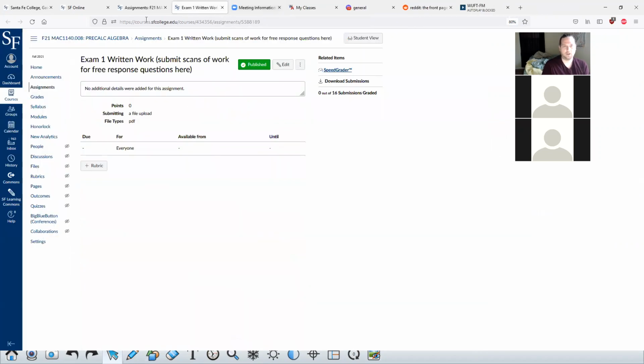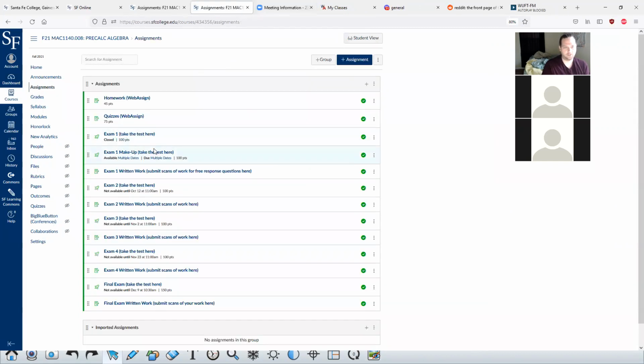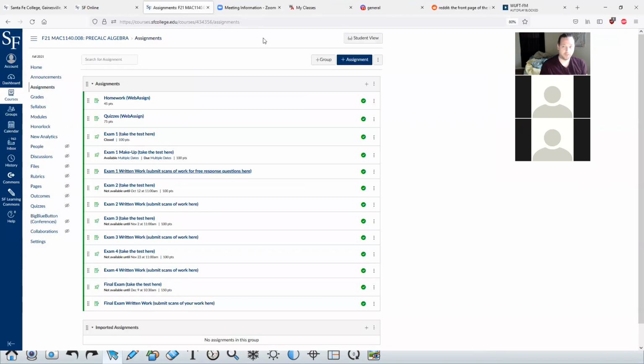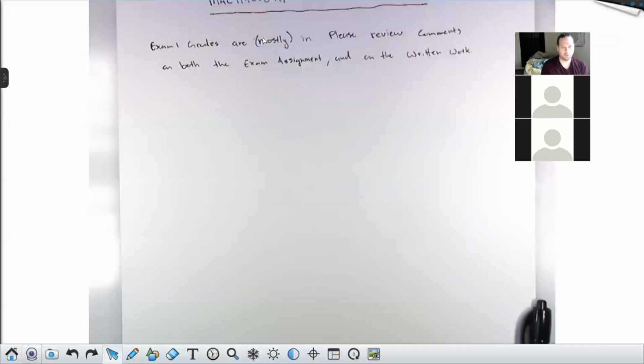The other place you're going to find comments is on the test itself. So if you come into the assignment just titled exam 1, like the place you actually took the test, you'll see typed comments there as well. So some of the problems lend themselves better to typed comments. Some of the problems, like the graphing ones especially, lend themselves better to written comments, and there are plenty of comments in both places. So please look at both places.